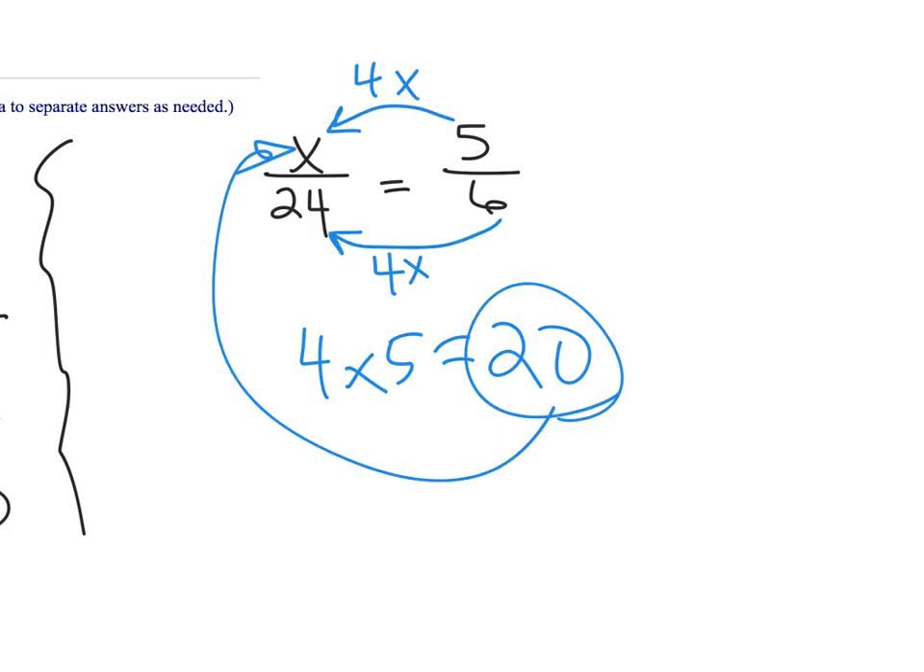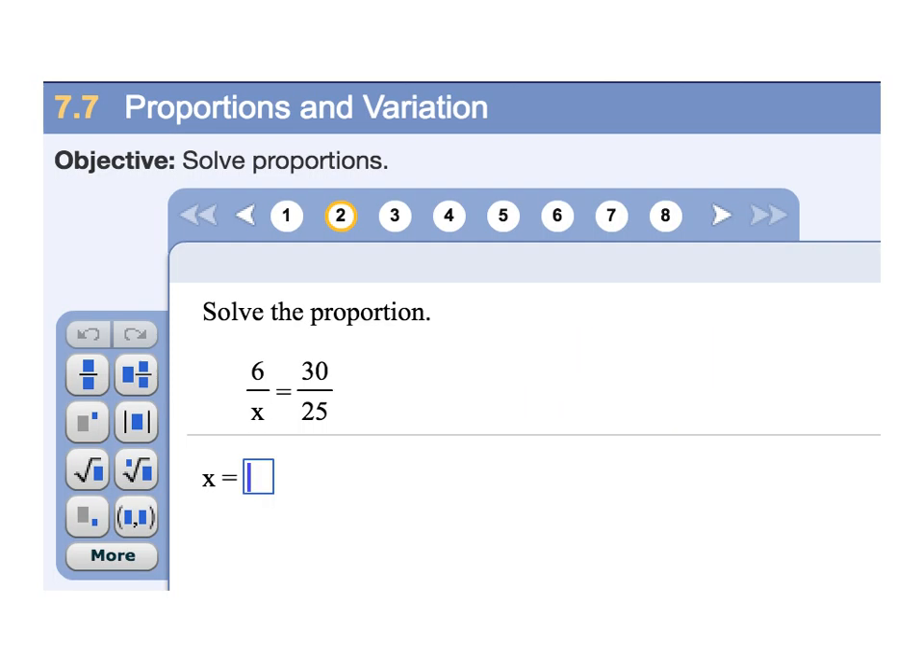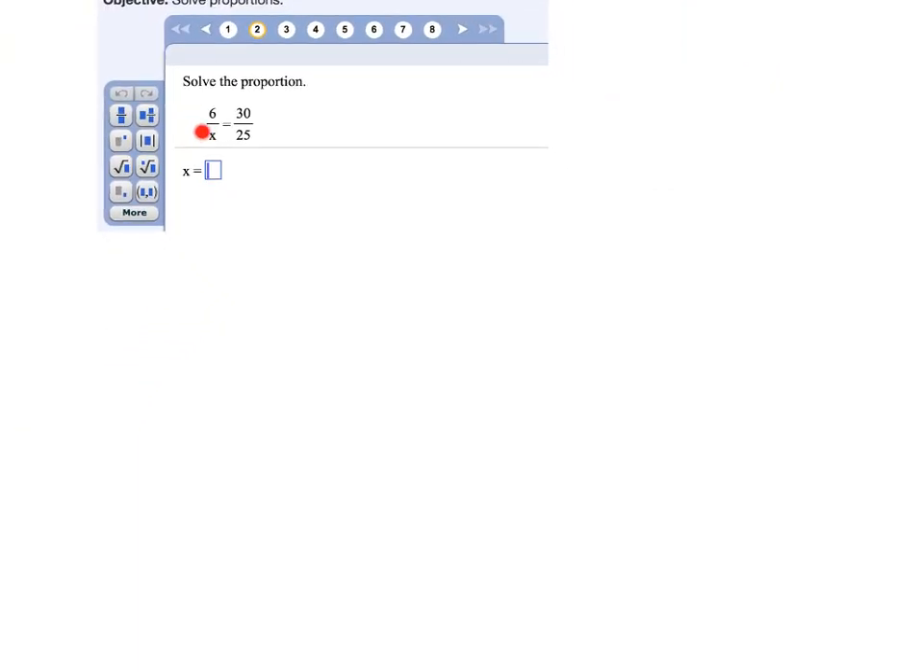All right, so sometimes one way is way shorter than the other way. I call this using logic. You're looking for a horizontal relationship, while this is called the cross products method. Right here you've got two ways to solve this problem. It's a fraction equaling another fraction, so you can definitely use the cross products method.